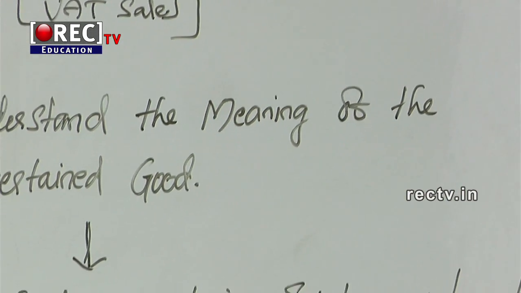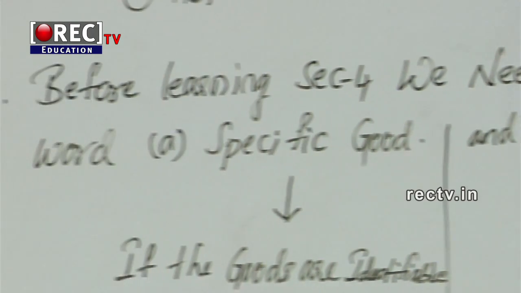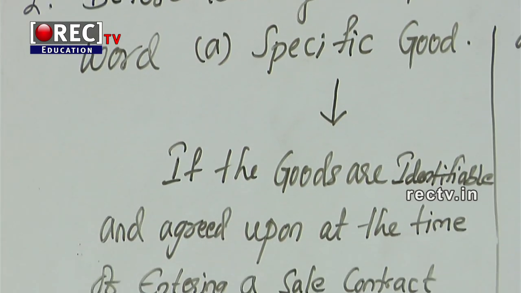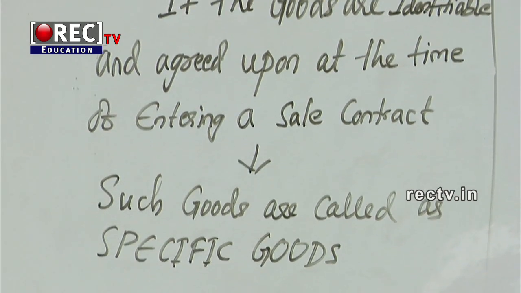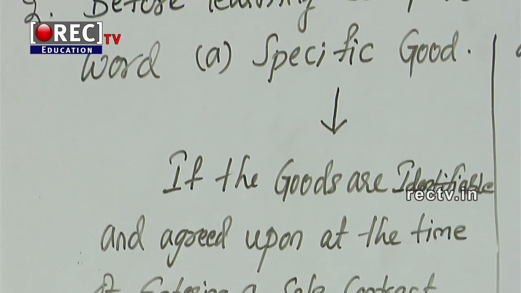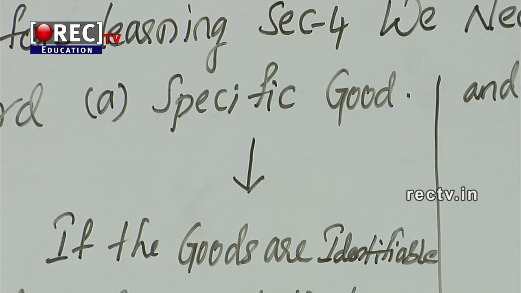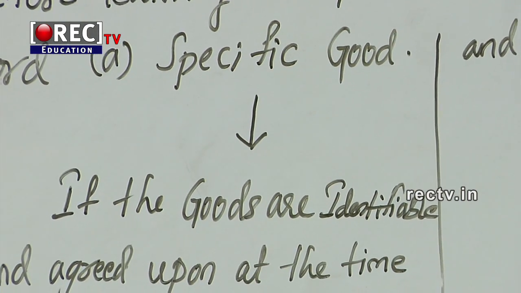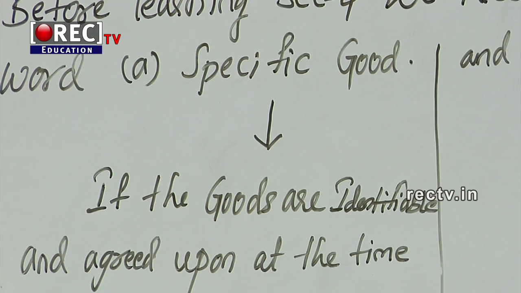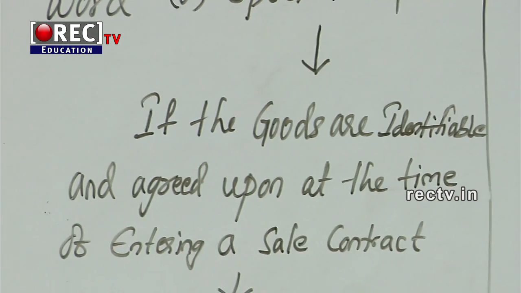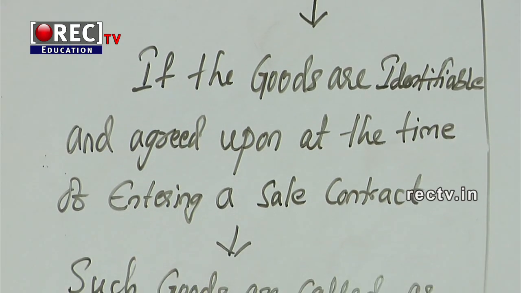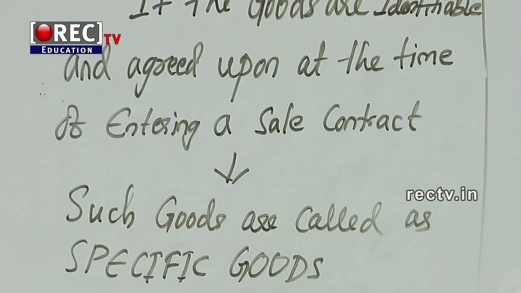We should learn the meaning of specific goods and unascertained goods. Now, what is specific good? There is an arrow mark. We can see the meaning of specific good. If the goods are identifiable and agreed upon at the time of entering into a contract, that is a sale contract, such goods are known as specific goods.